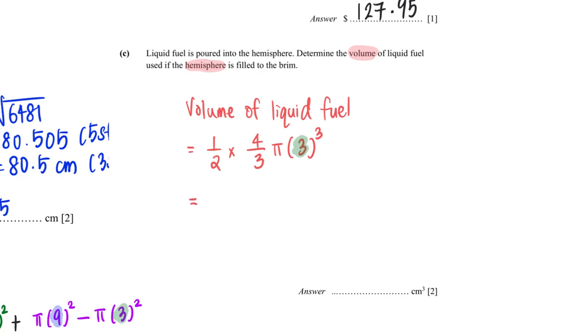And all I have to do is simply to use my calculator. And I will get 56.5487, 6 significant figures, followed by a 3 significant figure answer.